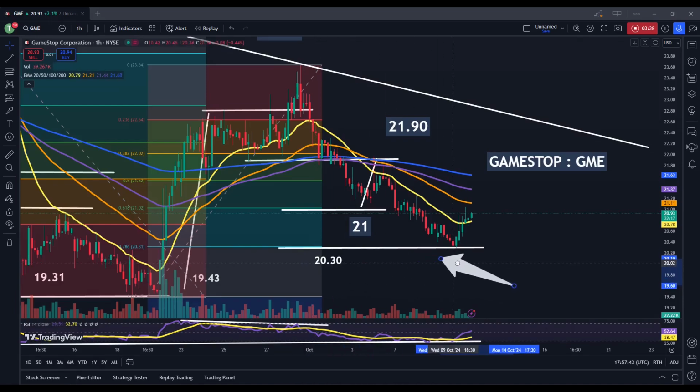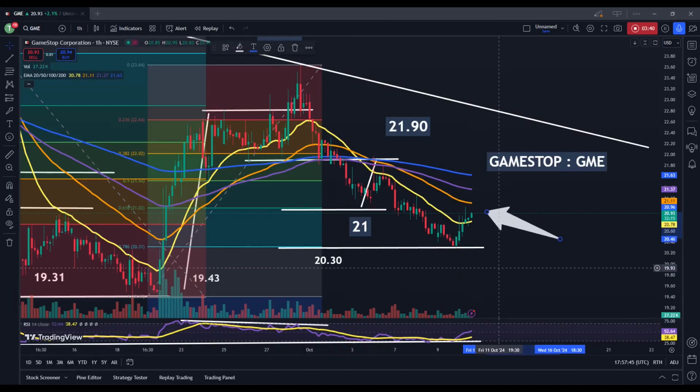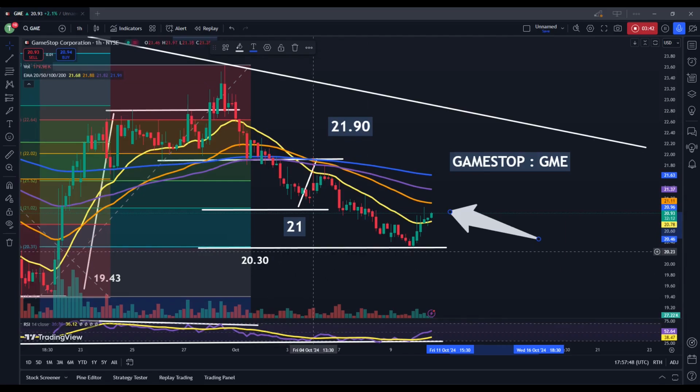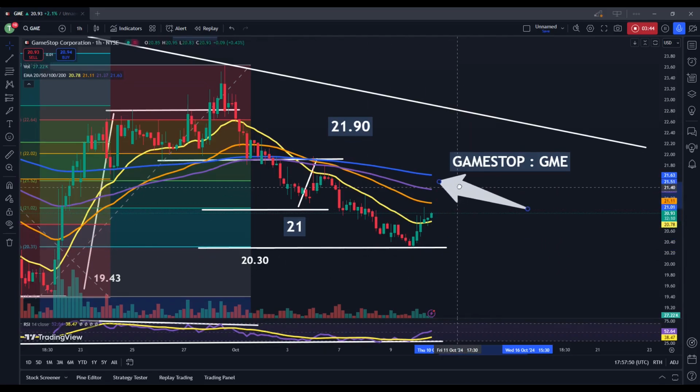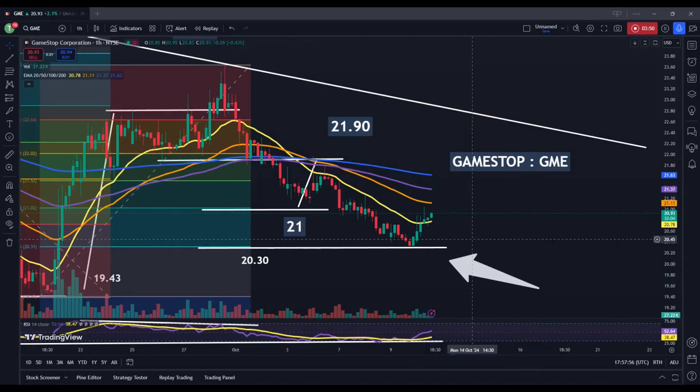As we can see, this is clearly a support region here, and this was well defined here. But we really need to stay inside of this exponential moving average cluster and then possibly form a base in this region. Another thing that I mentioned yesterday was that this $20.30 level does come in very close contact with that $20 psychological handle. Now, how much importance that level is really going to have here going forward is up for debate.